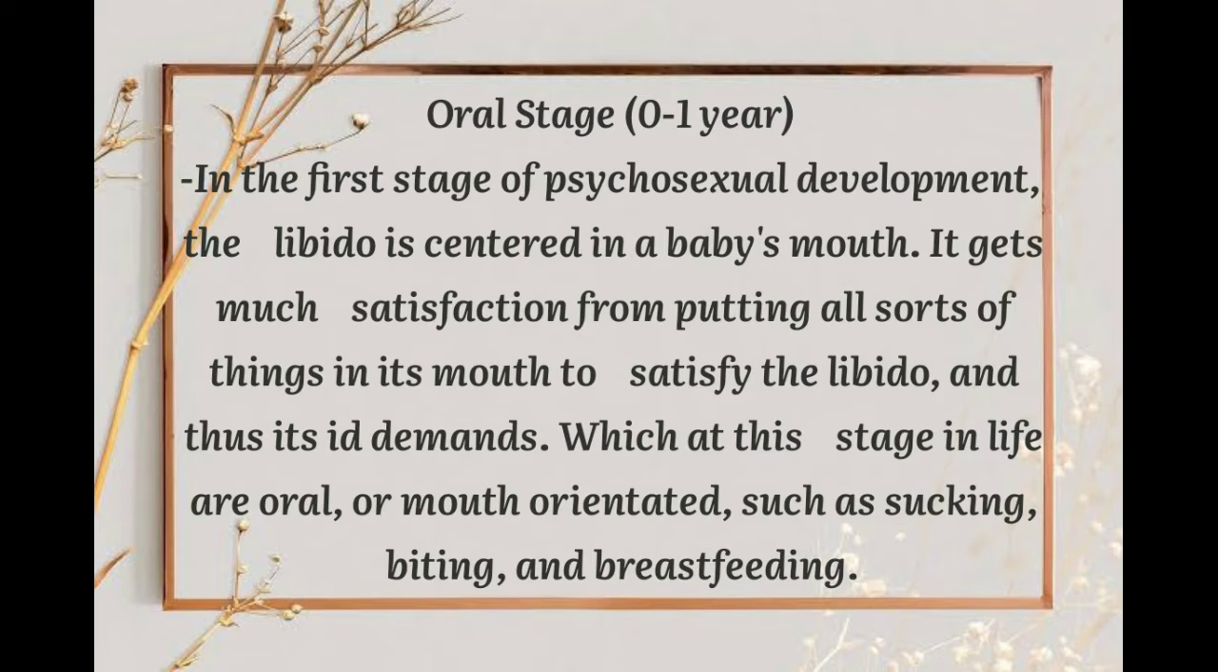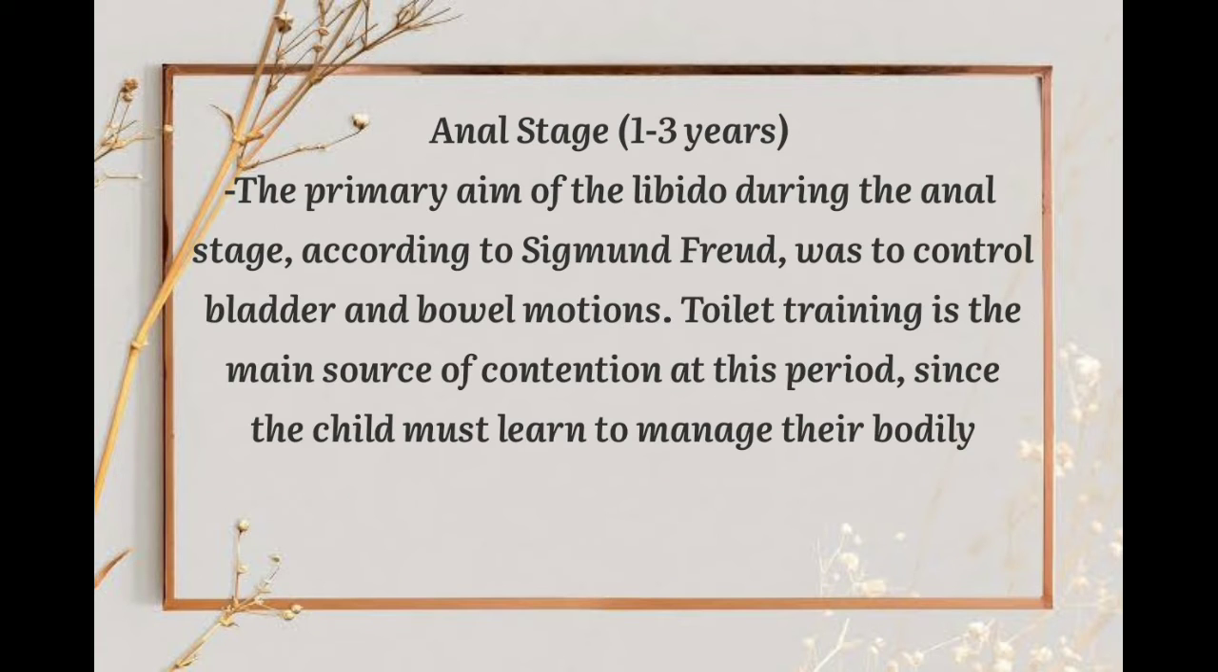Oral stage. In the first stage of psychosexual development, the libido is centered in the baby's mouth. It gets much satisfaction from putting all sorts of things in its mouth to satisfy the libido, and thus its demands, which at this stage in life are all oral or mouth oriented, such as sucking, biting, and breastfeeding.